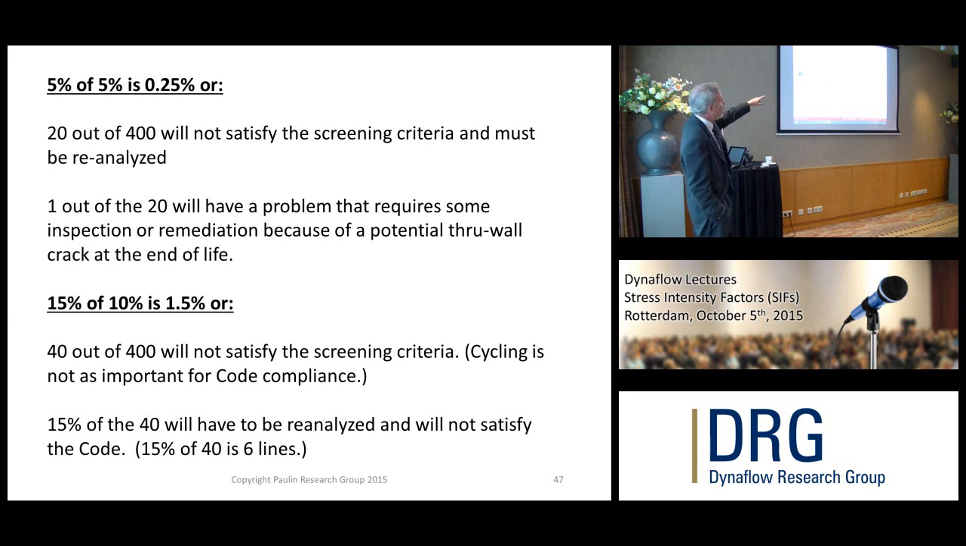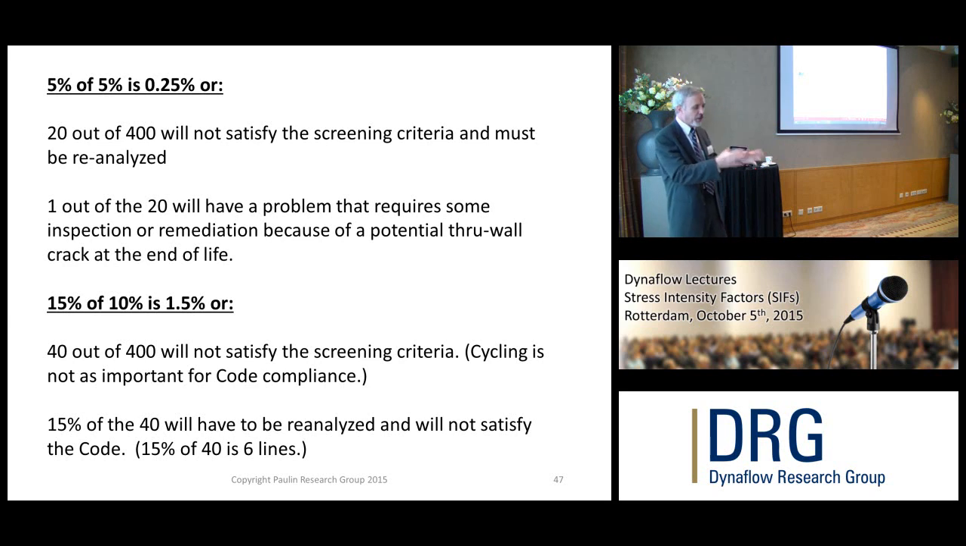Okay, so 15 to 10%, so 40 out of 400, if you're looking for code compliance, will fall out of screening, because the screening doesn't involve cycling anymore. So more will come out that you have to analyze if you're interested in code compliance, and then more of those are going to jump over non-compliant code rules, because you need more of a safety factor at the end of life. So about 6 of the 40 will have to be looked at because they won't be satisfying the code. So not very many. And you just have to decide if that's important or not.